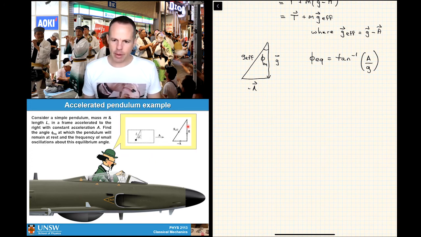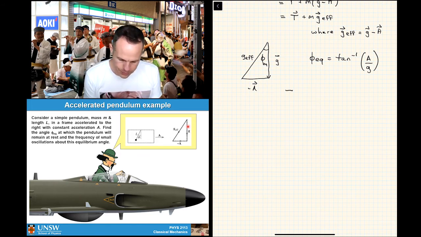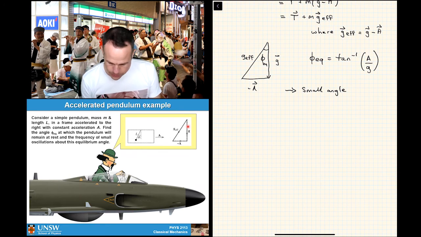All right, and then the last part of this problem is to find the frequency of small oscillations about the equilibrium angle. We haven't done that so far in this course, but you will have done it in first year. I don't want to go back and get it because it's kind of a bit of a trivial problem. So if you haven't seen this before, go back and have a look in your first year notes for it.